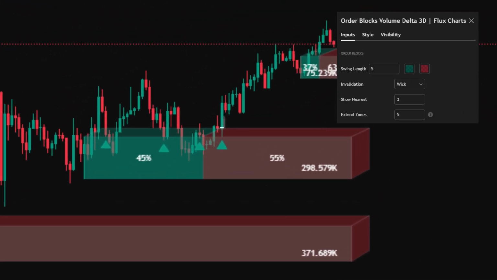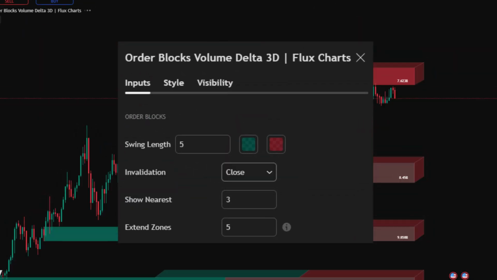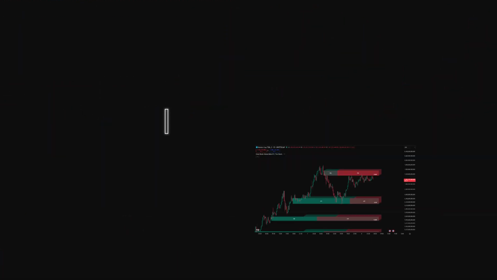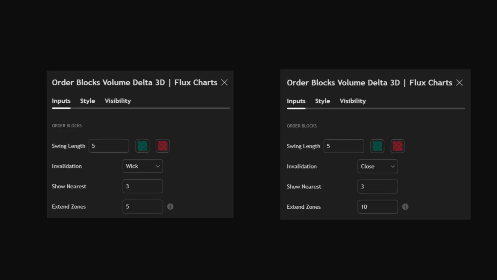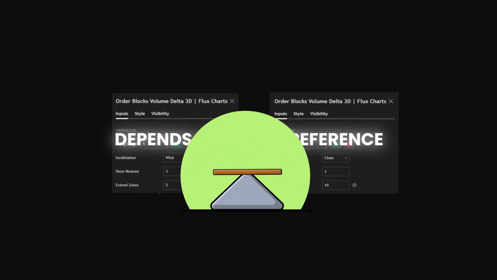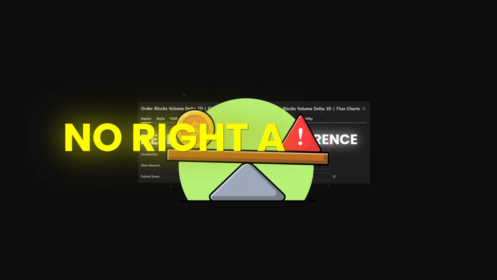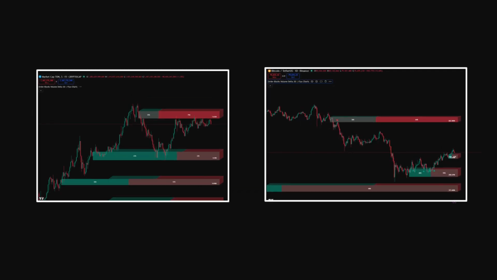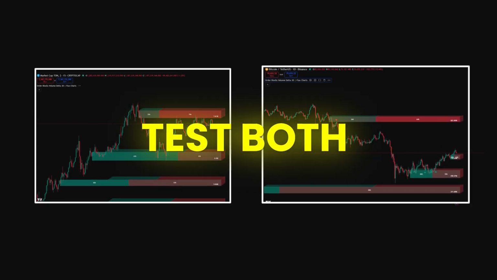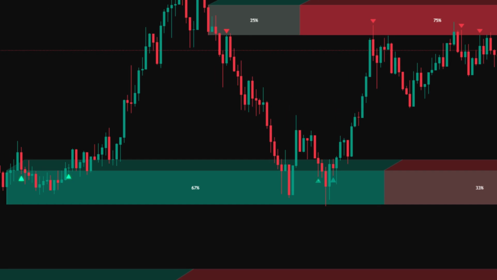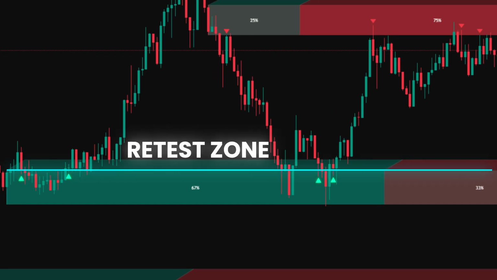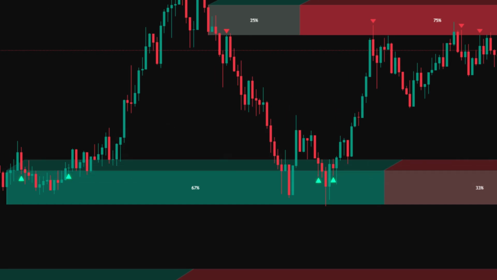Invalidation method controls when a zone gets removed from the chart. The wick setting means that as soon as price touches through the zone, even just the wick, it is gone. The close setting means price has to actually close on the other side before the zone is removed. Which one you use depends on your risk tolerance and how you approach stop placement. There is no universal right answer, but it is worth testing both to see how each one behaves on the assets you trade. Retest labels add a visual marker when price returns to a zone and shows a reaction. This is practical. You are not always watching the chart the moment price taps a level, and having a marker there after the fact lets you review what happened and whether it set up cleanly.